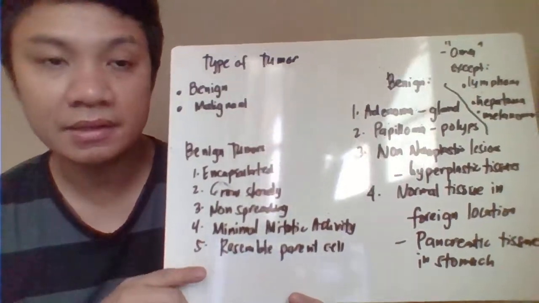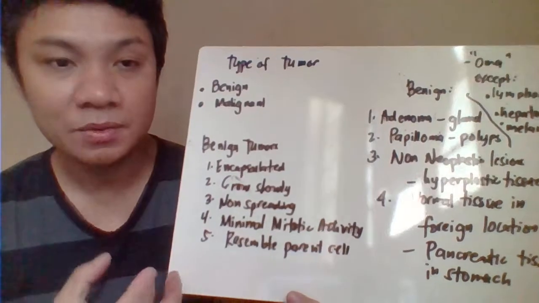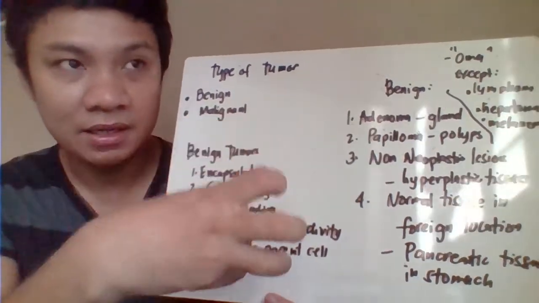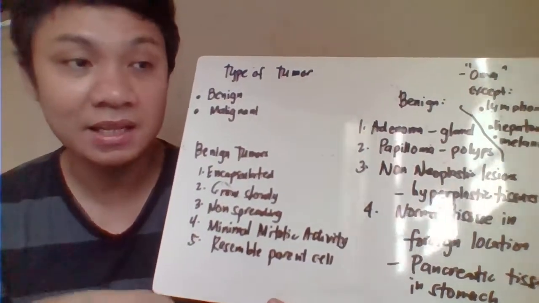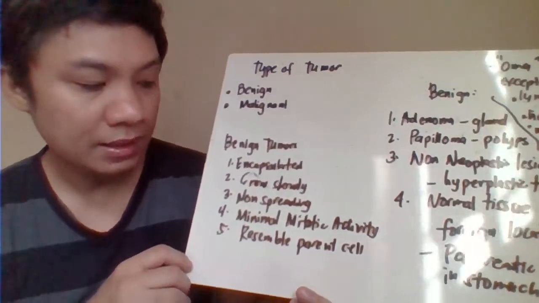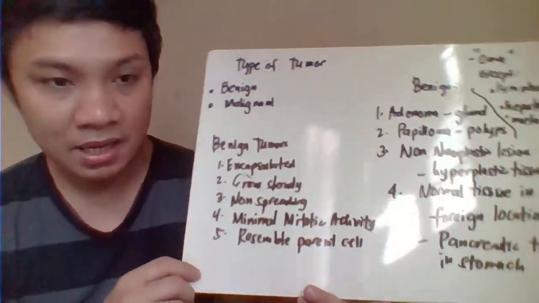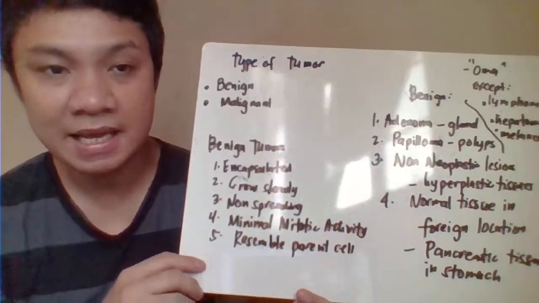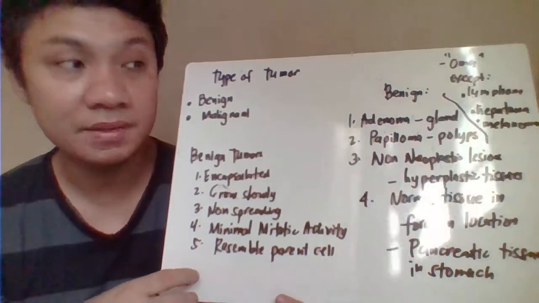Okay, we have here the characteristics of your benign tumors. This one is encapsulated. When we speak about encapsulated, it is in a capsule, parang buko lang siya in one particular area. It's cystic in nature. The second one is that it grows slowly. We have less mitotic activity. We also have cells that resemble the parent cells, most likely, not yet going far from the parent cell.